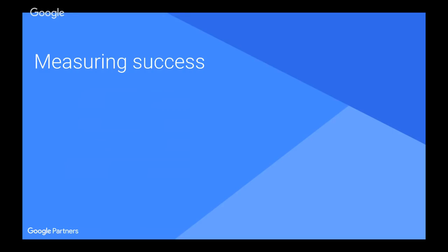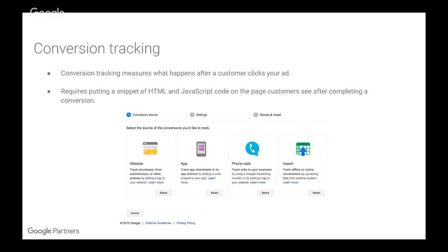Okay, now that we've set up a campaign, how do we measure success on these campaigns? The first and the most important part is conversion tracking. Now, conversion tracking essentially measures what happens after a customer clicks on your ad. Does a customer go to your website and just have a look around and does not convert? Or do they go ahead and make a purchase? Once they make a purchase, you need to be able to track this, and this is where conversion tracking comes into place.